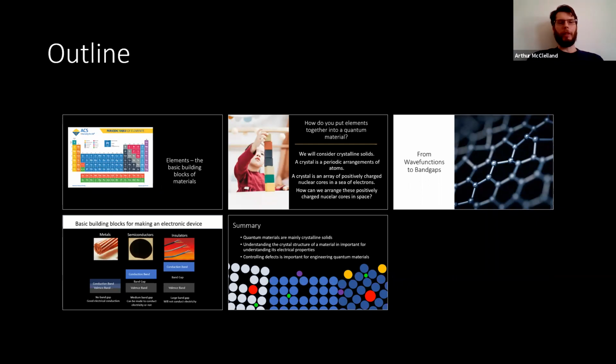So a quick outline, we're going to start at the beginning and sort of build up from the atomic elements, and then we'll put them together in crystals, and then we'll go back to electrons and talk about how we go from wave functions to band gaps, and then start with some ideas about basic building blocks to make an actual device in the end. So at the end of the lectures, hopefully we have some background on how to go from first principles up to actually generating a useful quantum materials device.